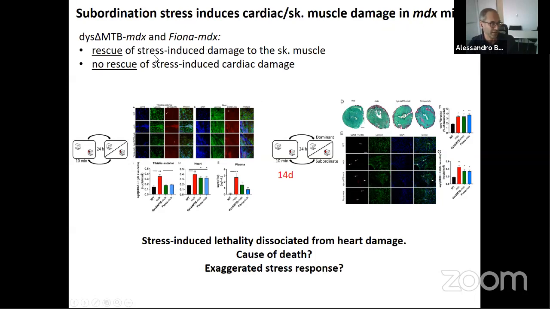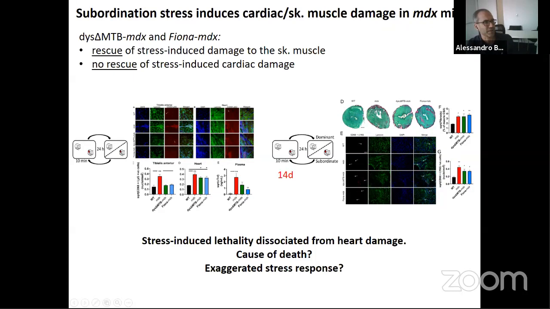And the damage to the heart, interestingly enough, is not rescued by dystrophin or utrophin in the skeletal muscle, essentially explaining that there is a dissociation between the mortality, the animals die or are rescued, the MTB and the Fiona, but the heart is still damaged, even if these animals are not dying, at least for these 2 weeks. So what can be the cause of death in this animal if it's not the heart per se, in terms of the morphology?